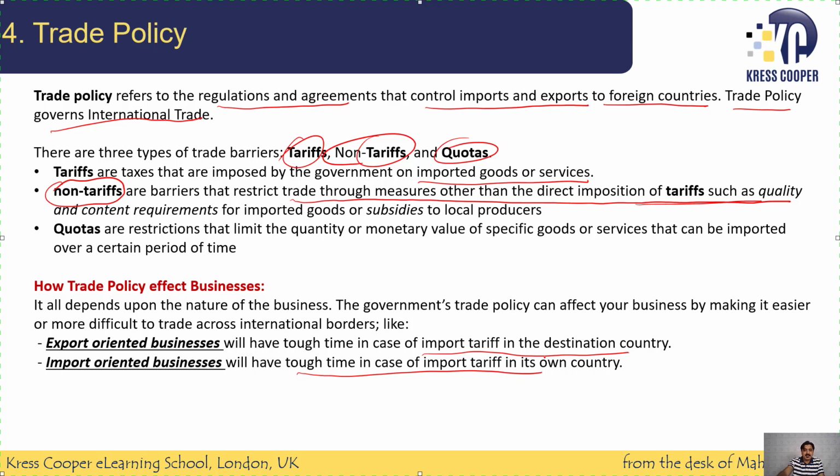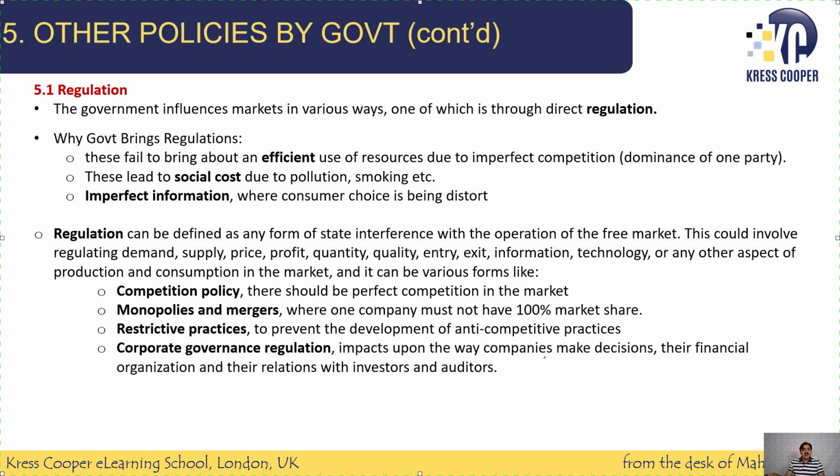So it depends basically on which type of business you are, and trade policy will have an impact on your business accordingly. There are some other factors as well which the government usually adopts, and these factors will have an impact on businesses as well. Like the government is making regulations because it wants efficient use of resources. The government doesn't want to see the dominance of one party. There is some social cost as well of pollution and smoking. The government is making regulations related to this, so it will have an impact on related businesses as well.